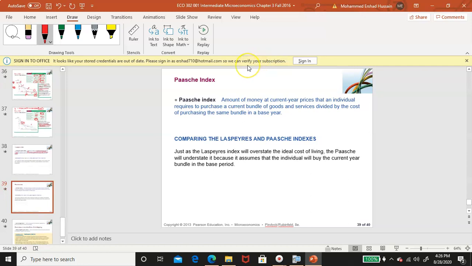Laspeyres index. Now another type of index we discuss, the Paasche index. The Paasche index is this amount of money at current year price level. So now we will consider current year prices that an individual requires to purchase a current bundle of goods and services divided by the cost of purchasing the same bundle in the base year. So now we will focus on the current bundle of goods. What is the cost of buying that current bundle of goods at today's price, and compare that with the cost of buying that same bundle in the base year.